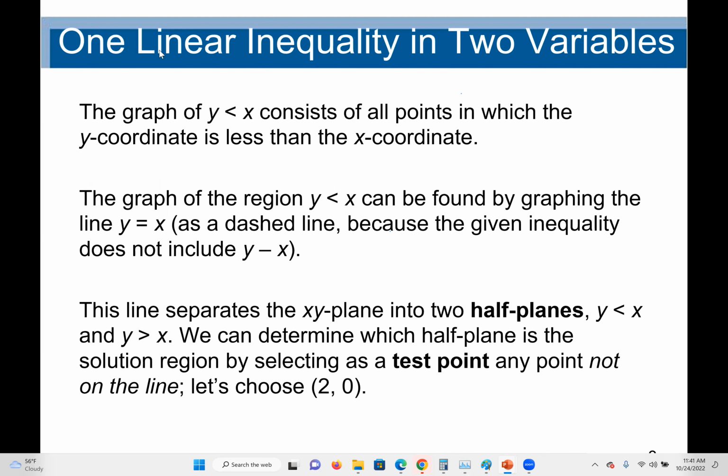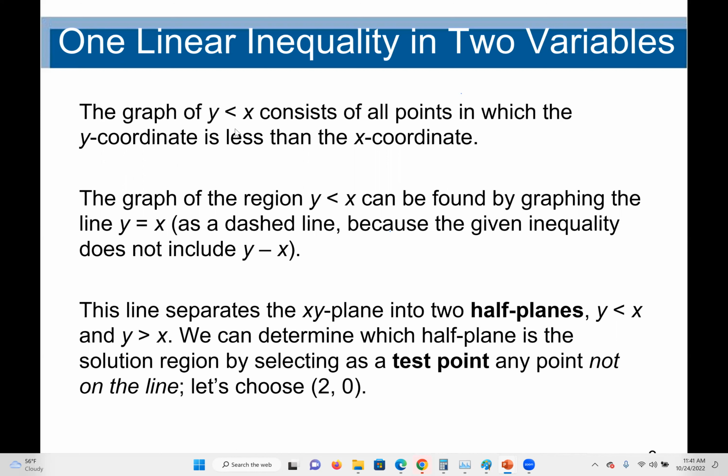That's the whole concept. This is linear. So it's a linear equation. We already know how to solve simple linear equations. And the only thing we're going to learn is the condition, the inequality, maybe less than or equal, greater than or greater than or equal. Based on the condition, we are going to shade some part of the graph. So here they said that the graph of y less than x consists of all the points in which the y coordinate values should be less than the x coordinate.